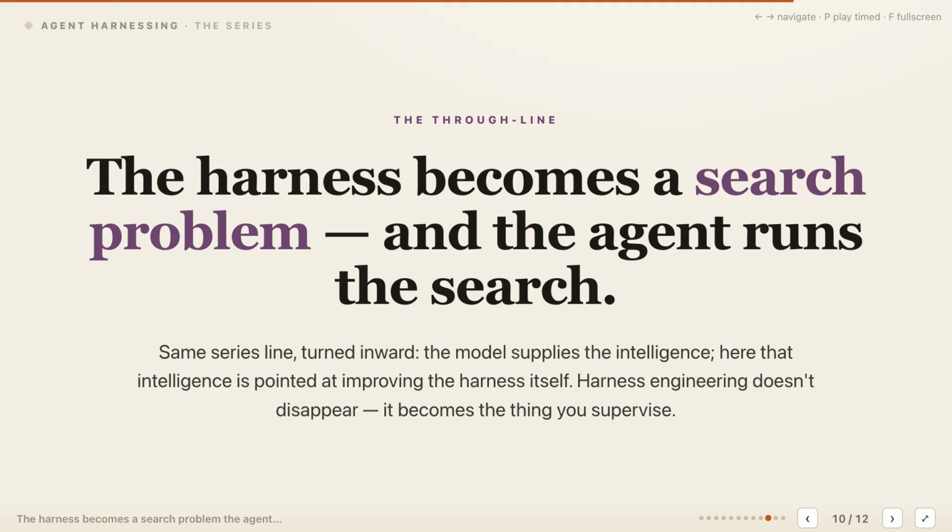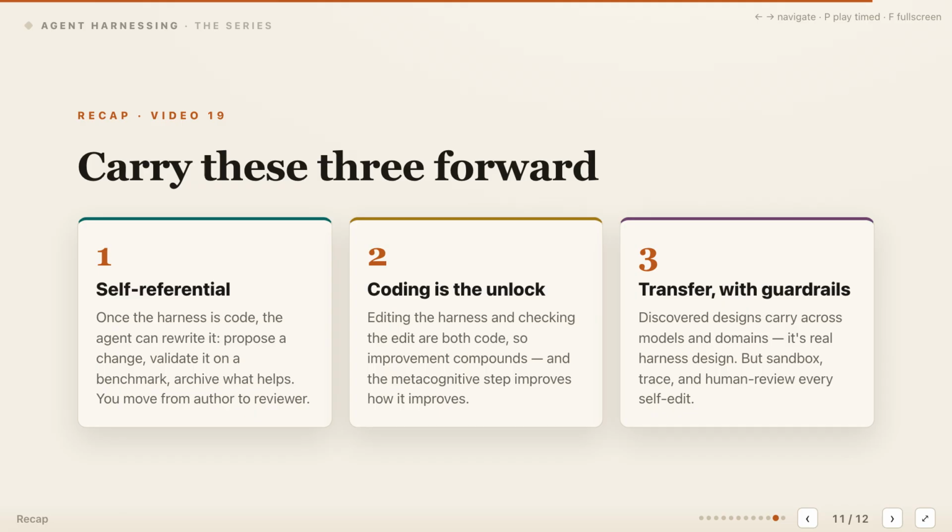The through line is that the harness becomes a search problem, and the agent executes that search. We still supply the intelligence through the model, but now we direct that intelligence toward improving the surrounding system. Harness engineering does not disappear, it moves up one level of abstraction. You define the editable boundary, the benchmark, the resource budget, and the approval gates. The agent explores candidate designs within those constraints, while you supervise whether the search objective still represents what better actually means. Carry 3 ideas forward.